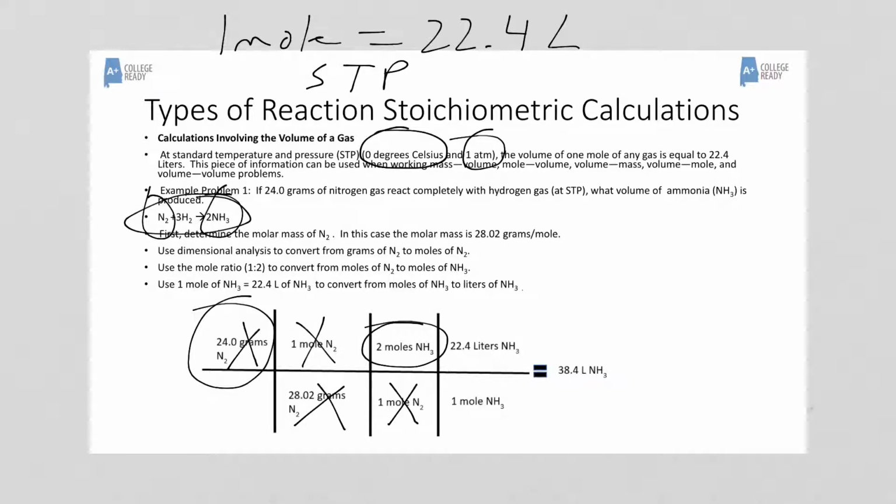And finally, we want to convert from moles of ammonia to liters, volume of ammonia. Remember, we're at STP, so 1 mole of ammonia is equal to 22.4 liters of ammonia. The moles here and the moles here cancel out. We multiply across the top and divide by the bottom, and we end up with 38.4 liters of ammonia.